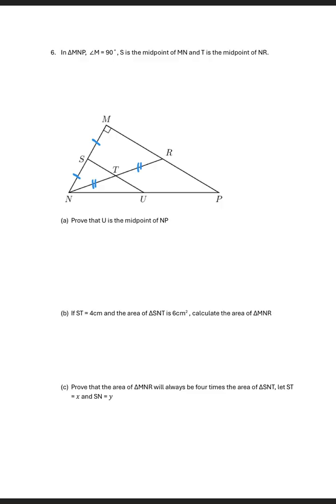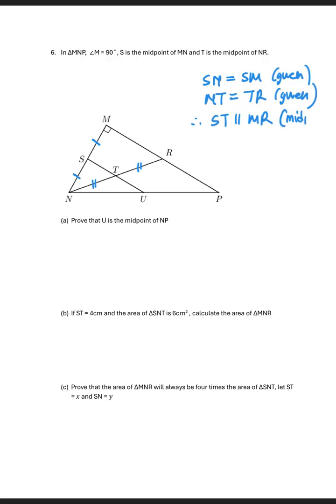In order to have enough space, I'm gonna solve it on top of this diagram. I will start the solution on top of the diagram. So now we are given that SN is equal to SM. So this one is gonna be given, and then NT is equal to TR is gonna be given. Therefore, I claim that ST is parallel to MR. Reason, midpoint theorem. The midpoint theorem, right?